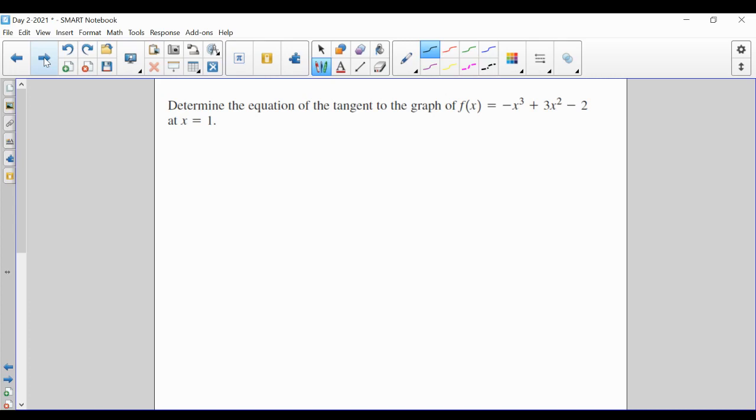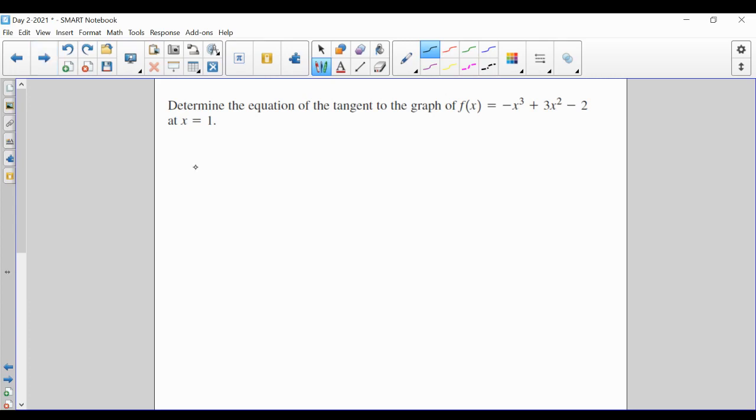So the first thing we need is what? If I'm trying to find the equation of the tangent to the graph when x is equal to 1, the equation of a line, can anybody suggest the first step to getting that equation of the tangent? What would be the first step? The derivative. Thank you, Adam.